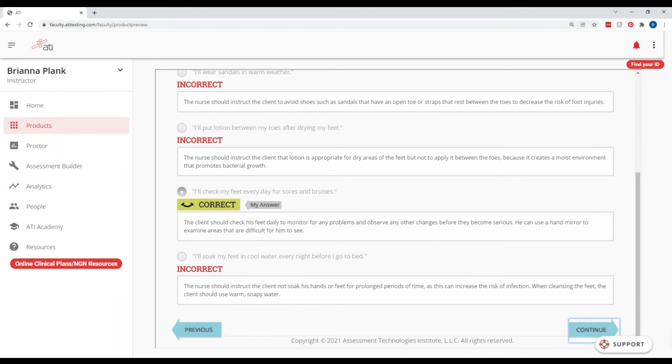And we don't really want to put their feet in cold water. We want to use warm soapy water, just like we always do to wash our hands. Makes sense.